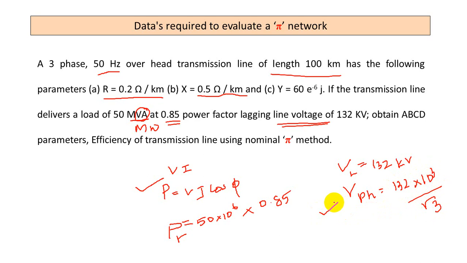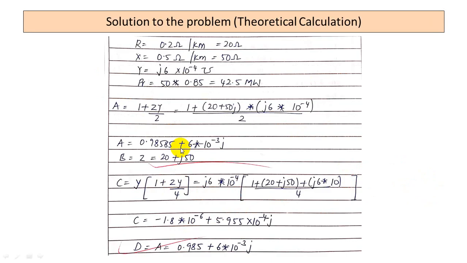So what are the things they have given? They have given R is 0.2 per kilometer, X is 0.5 per kilometer, Y is 60 into 10 power minus 6 complex j. The transmission line delivers a load of 50 megawatt at the receiving end, at 0.85 power factor, line voltage of 132 kV. Obtain the ABCD parameters and the efficiency of the transmission line using the nominal pi method. These are the given data that we have taken out. Directly we will get into the calculation of ABCD parameters.